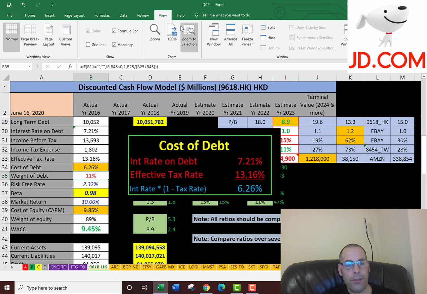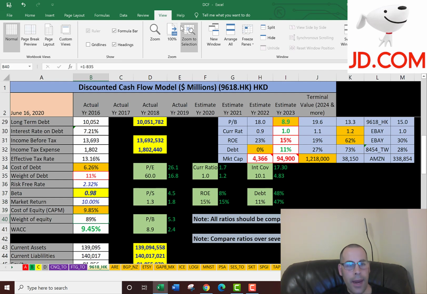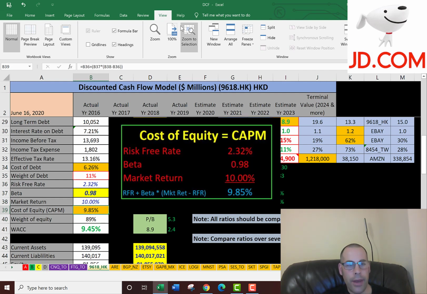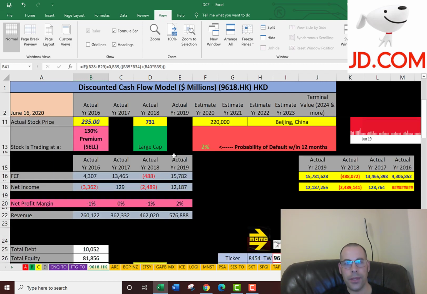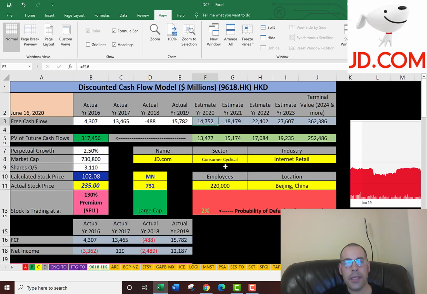So they have 11% debt in the capital structure, and the cost of debt is 6.3%. They have 89% equity, and the cost of equity is 9.9%. And the weighted average cost of capital is 9.5%. And that's a blend of the cost of debt and cost of equity. And that's a discount rate we're going to apply to the future cash flows. So we estimated 4 years of future free cash flows.